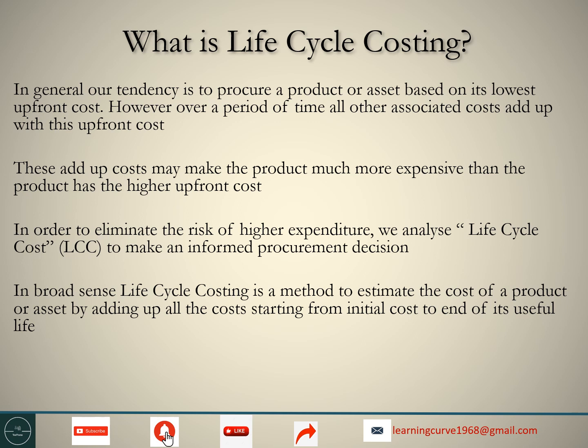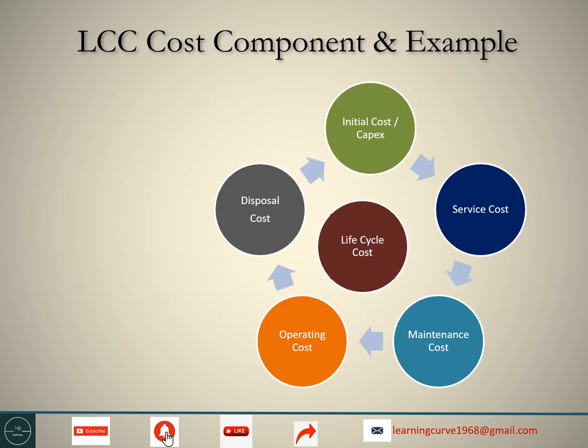In a broad sense, life cycle costing is a method to estimate the cost of a product or an asset by adding up all the costs, starting from initial cost to the end of its useful life. Now we talked about other associated add-up costs. This flow diagram captures other cost components which add up with the initial cost.